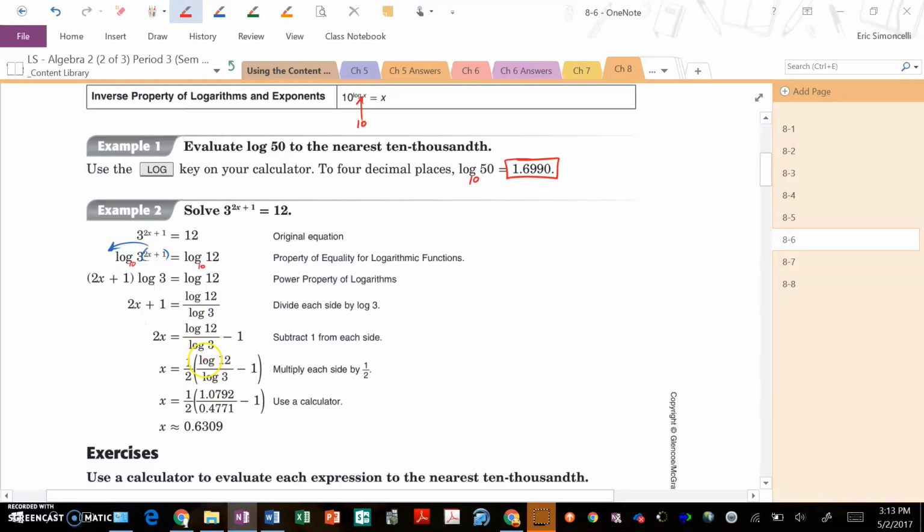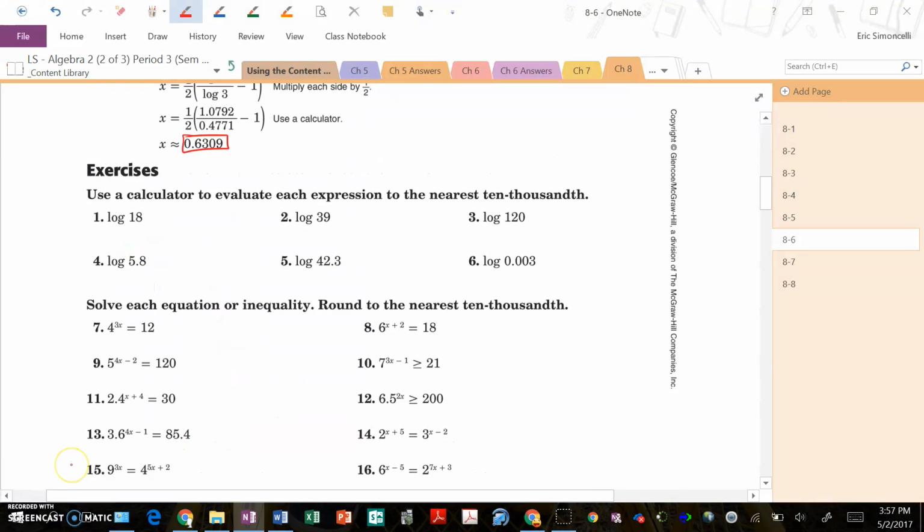The math that we can do here: we take log 12 divided by log 3, this decimal, minus 1, and then times a half. The calculator will yield the following decimal, 0.6309. So again, that answer was 0.6309. We can use our calculator to assess that value. We could also check the answer as well.